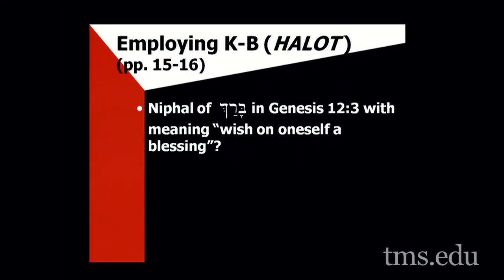And there are situations where it is a good thing to disagree with Kohler and Baumgartner or to disagree with Holladay because of a badly chosen translation that was done either ignoring the context or having a preconceived notion of that context that led them to that. Let's take an example. Barak in the Niphal in Genesis 12:3, with the meaning wish on oneself a blessing. Many of the liberal commentators say that this is the meaning, that this is not a blessing of the descendants of Abraham upon the people of the world, upon all people, but rather that people seeing Abraham wish a blessing on themselves.